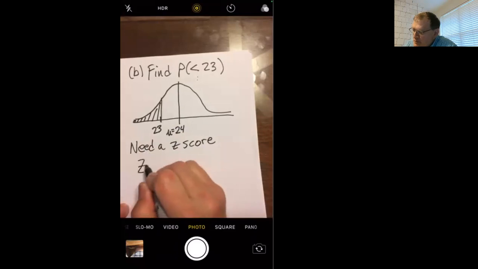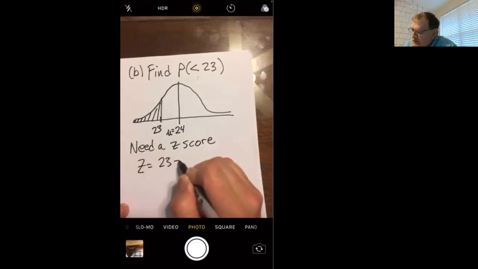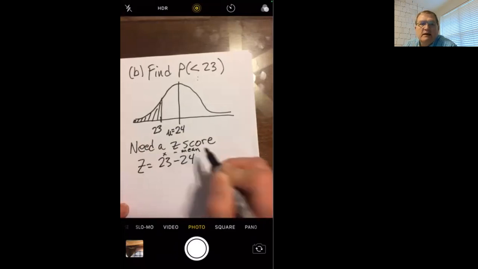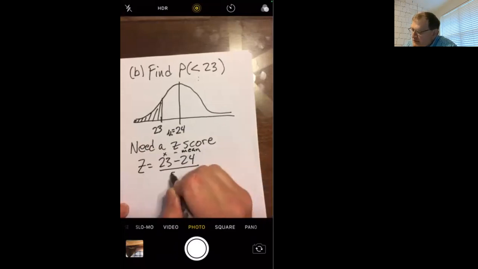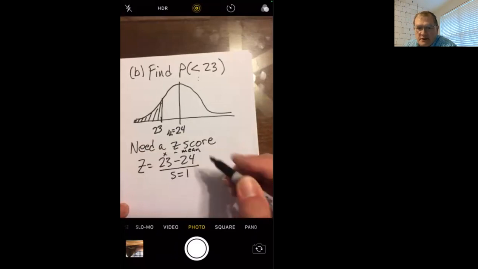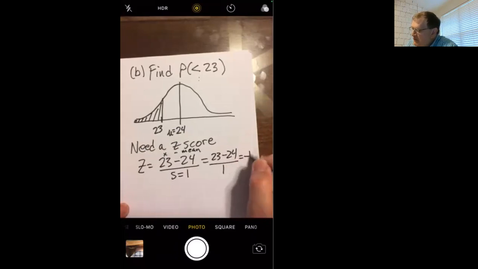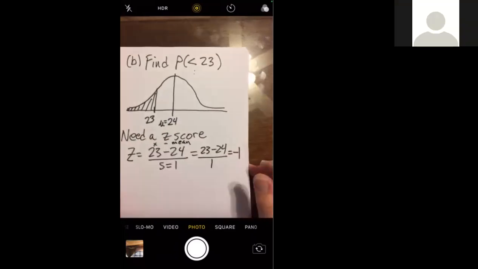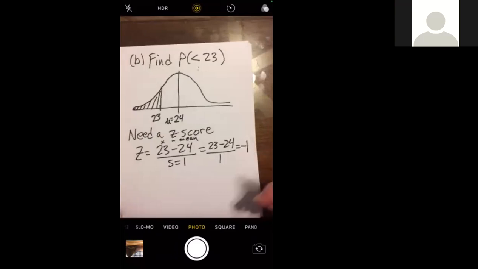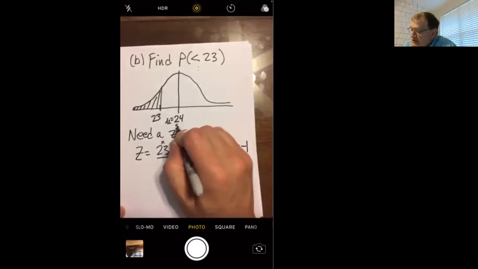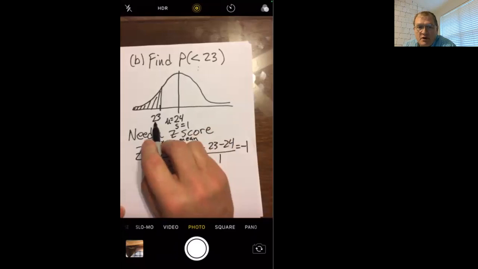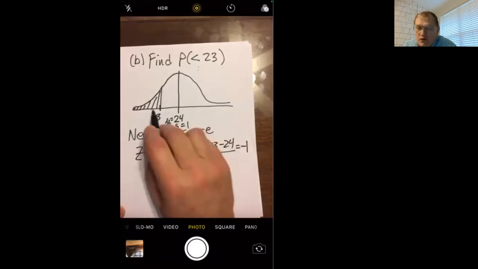And that Z will be 23 minus 24, that's your X minus the mean, divided by your standard deviation, which is 1. So 23 minus 24 over 1. Can you tell that's -1? You could do that in your head. They kept the numbers easy. Your standard deviation is 1, so if you're at 23, you're 1 standard deviation below your mean.